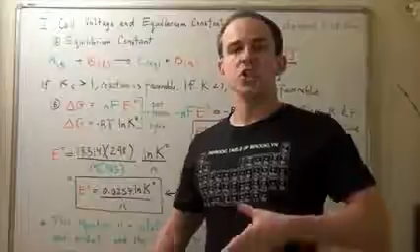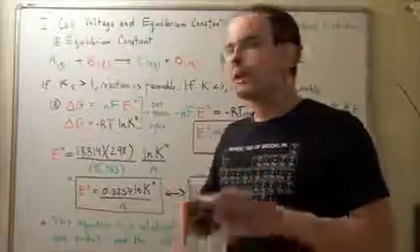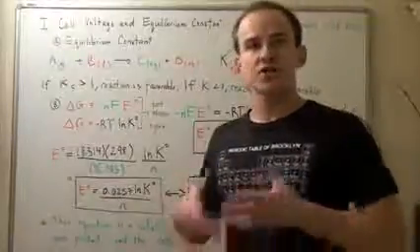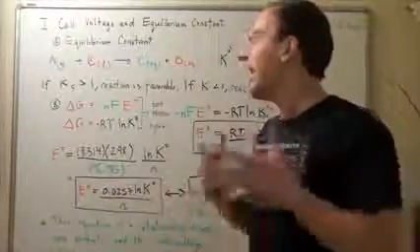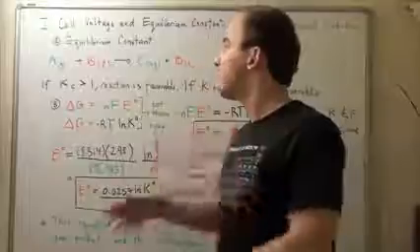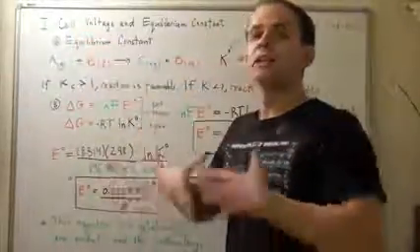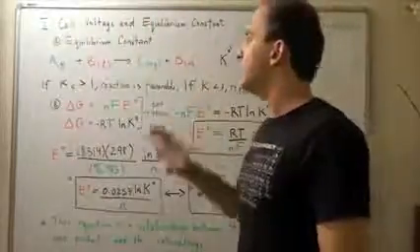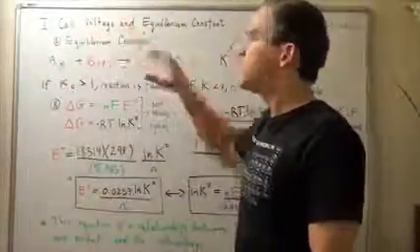So in this lecture, we're going to look at a relationship between the equilibrium constant of a redox reaction found in an electrochemical cell and that electrochemical cell's cell voltage, or its electromotive force. Now before we look at the relationship, let's remember what equilibrium constant is.